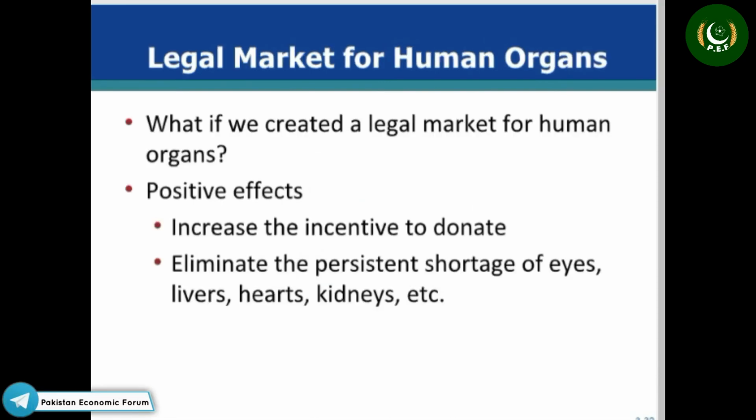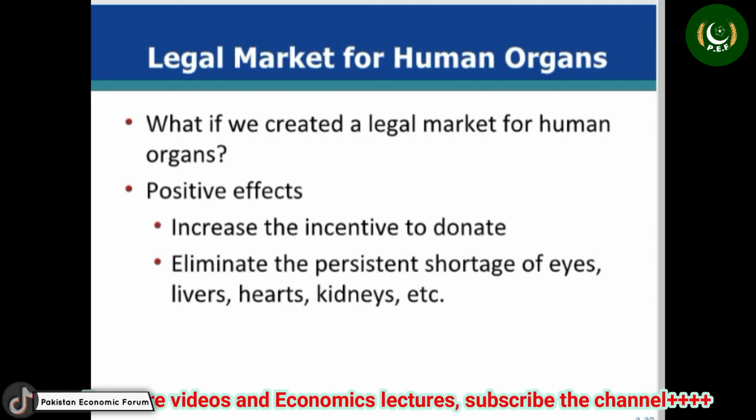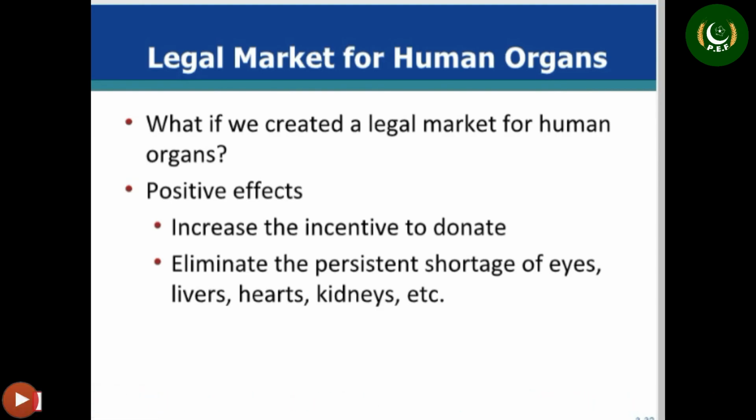Organ transplants have become increasingly common, but not everyone who needs a transplant can get one. In 2012, there were 116,000 Americans on the waiting list for transplants. It is estimated that there are 6,900 deaths per year in the U.S. because not enough organs are available. Why shortages? No market exists for human organs.